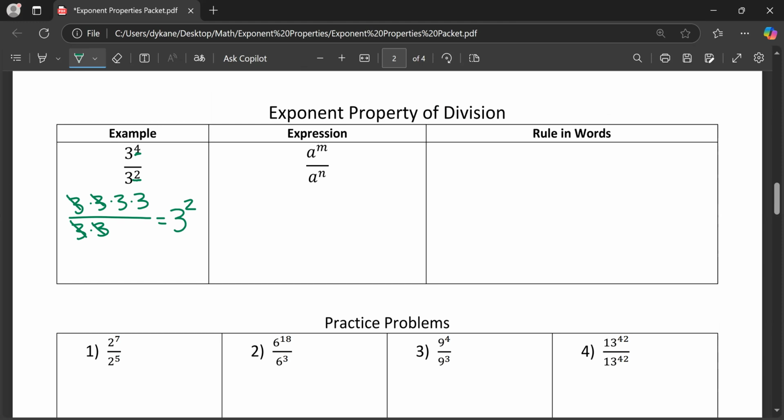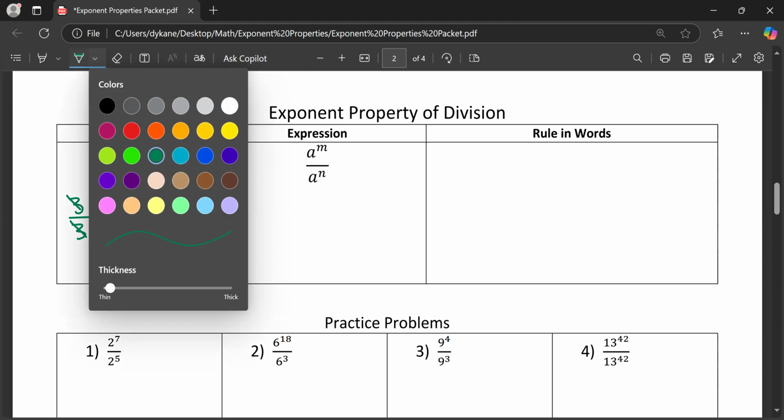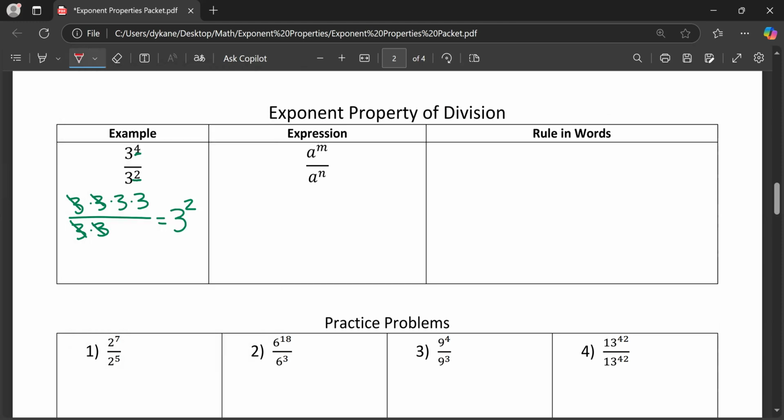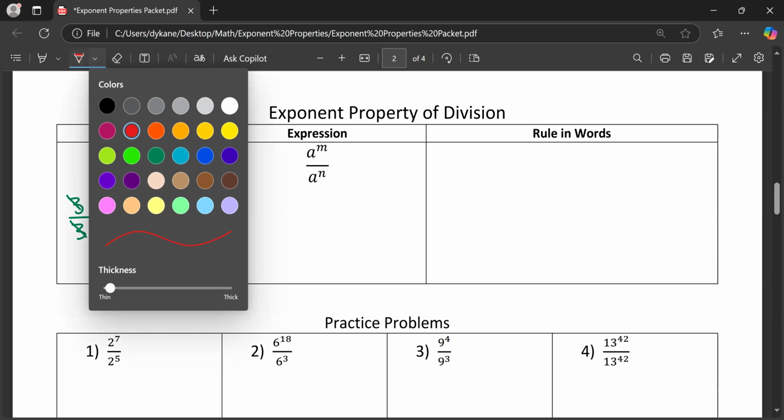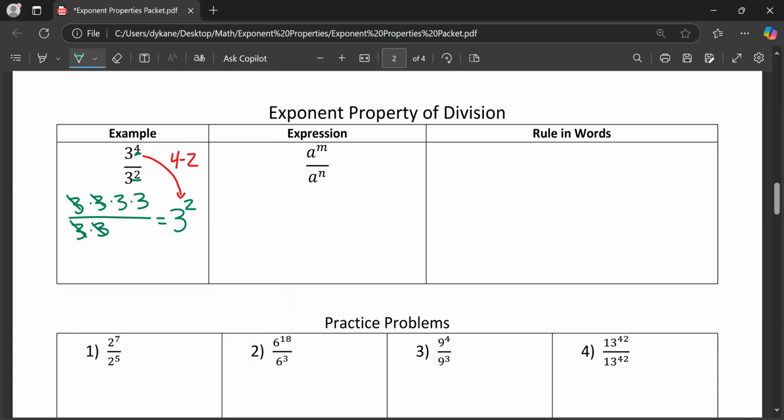Okay. So if you notice, what is our shortcut? Well, we had 4 on top and 2 on the bottom. So when we cancel them out, what we're doing is we're just subtracting them. So if we have the same base, we're just going to subtract our exponent. So a to the m over a to the n is going to be a to the m minus n. So the base stays the same, and we just subtract our exponent.